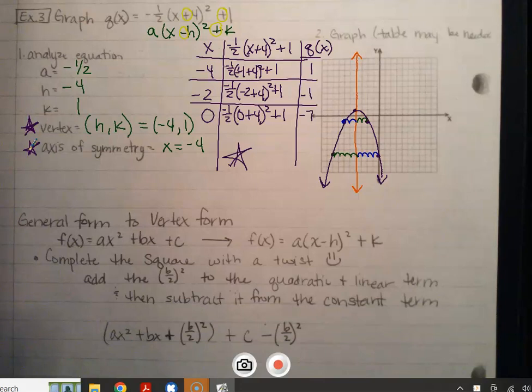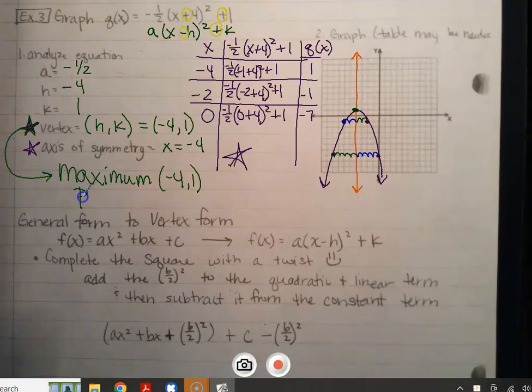Also with this, one other thing, since we have our vertex here, we've talked about the min and the max. Is the vertex a min or a max for this parabola? Awesome, it is a maximum. So the maximum is at -4, 1. We could say that too, right? Because it's a maximum point. Because this is the biggest number. We're not going any higher than that. So our vertex is a maximum point. Maybe I should write maximum point, however you want to look at that.